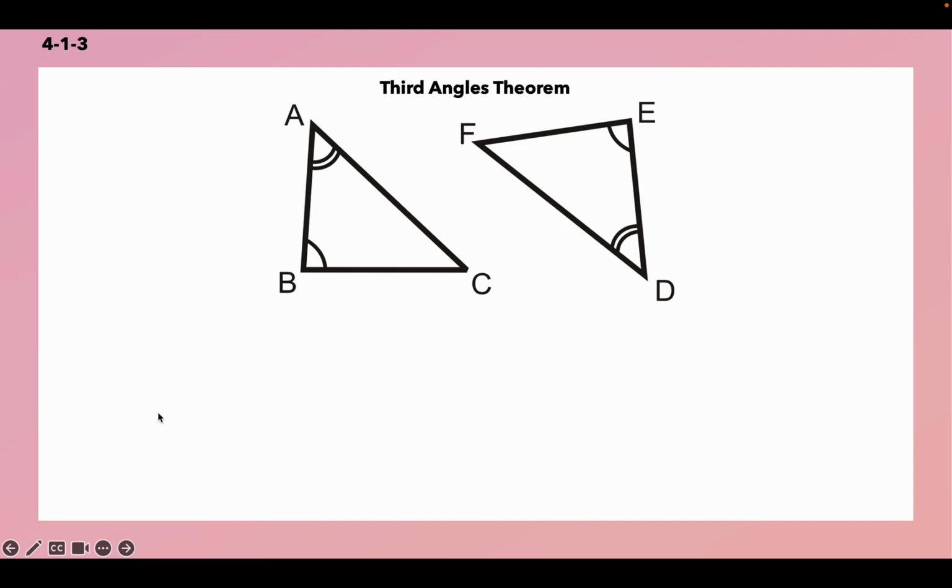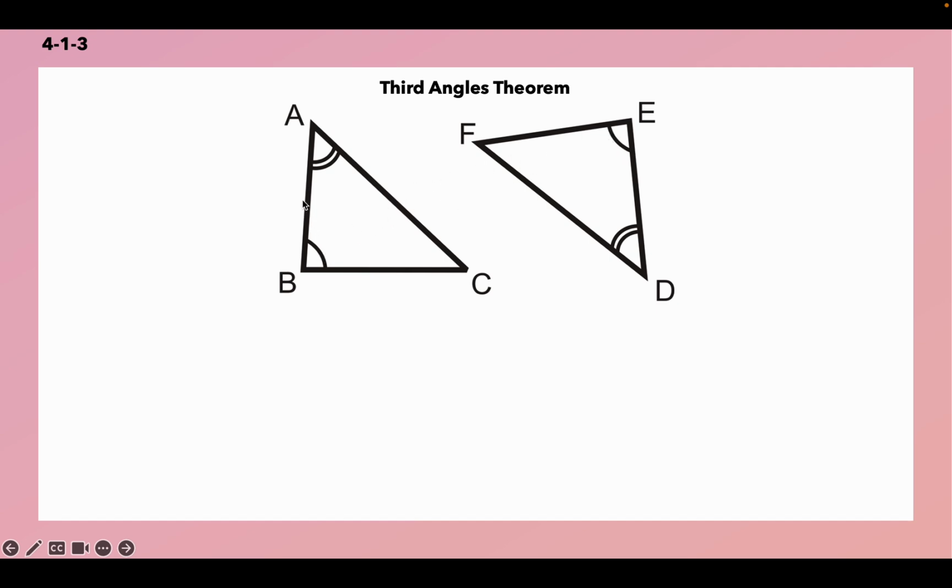Hey, everybody. All right, third angle theorem. So check out how they mark congruent angles. You'll notice that there's one arc on B. They are saying, even though this shape is turned, that the one line on B is congruent to the one line on E. They're marking that with just one line.